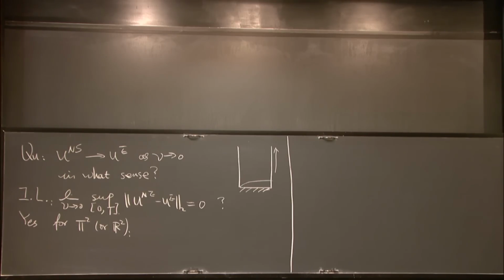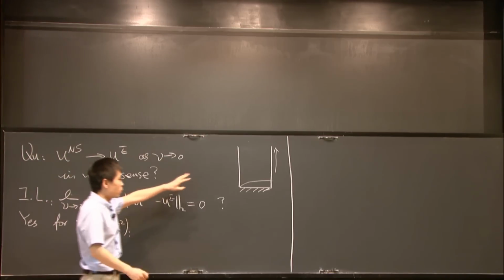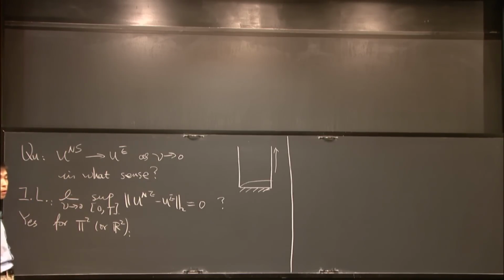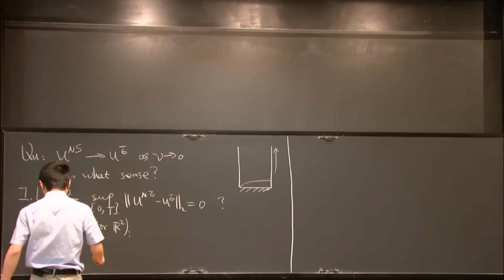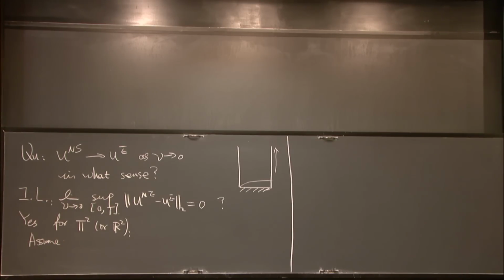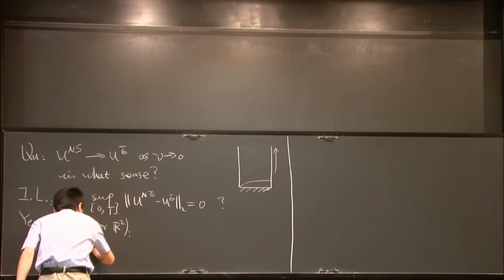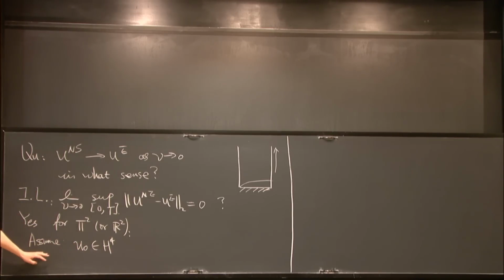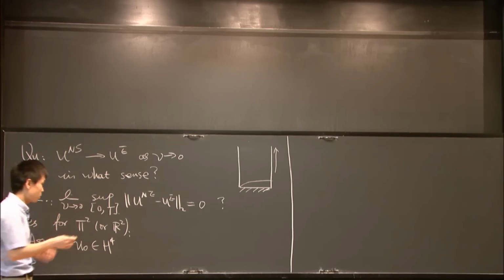And that's for a domain with the boundary. But when there's no boundary, for example, the torus or R2, the problem is very simple. For example, we can assume that the two equations have the same initial data, and we assume the initial data is very smooth, for example H4. I'm not doing it in an optimal way, but I just want to show you an example.